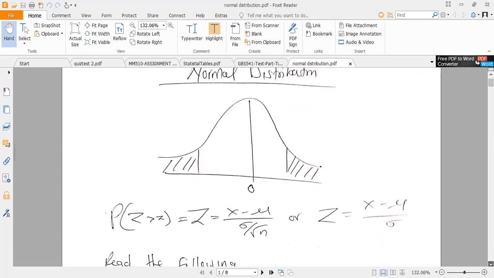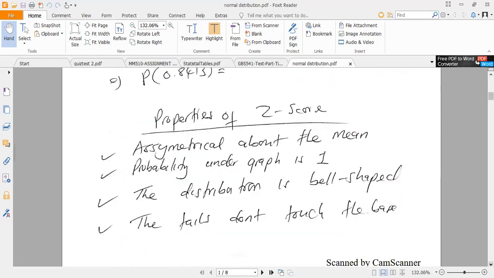It has the following characteristics. Number one, it is symmetrical about the mean, meaning the left mirrors the right side. The second property is that the probability under the graph should always be 1. And the distribution is bell-shaped. The tails don't touch the base.